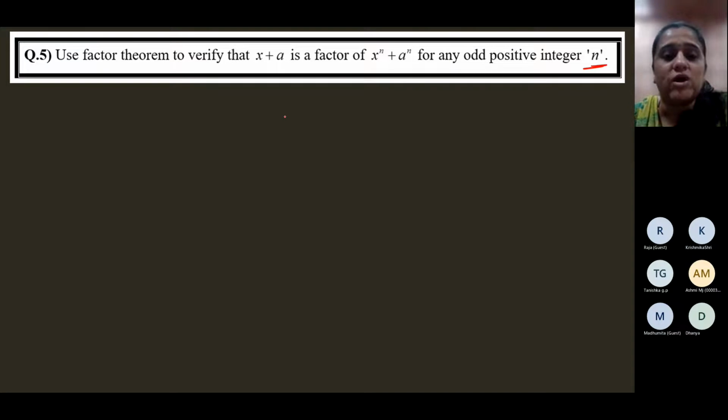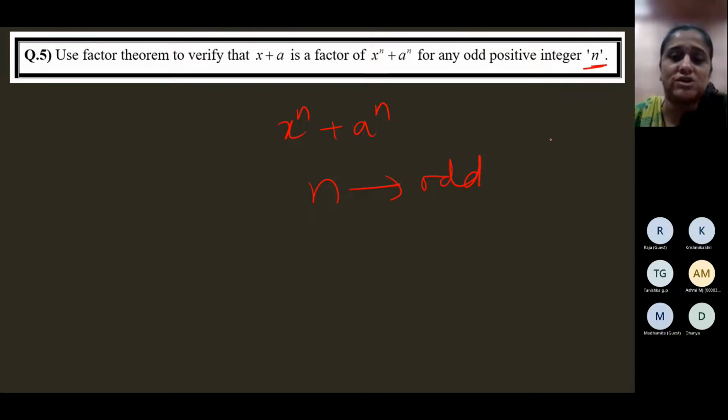So now we have this polynomial x to the power n plus a to the power n. And what is n? n is any odd number. Odd positive integer. Positive integer meaning 1, 2, 3, 4, 5, 6 and so on. Odd positive integer meaning odd numbers: 1, 3, 5, 7, 9 and so on. So n is any odd number.